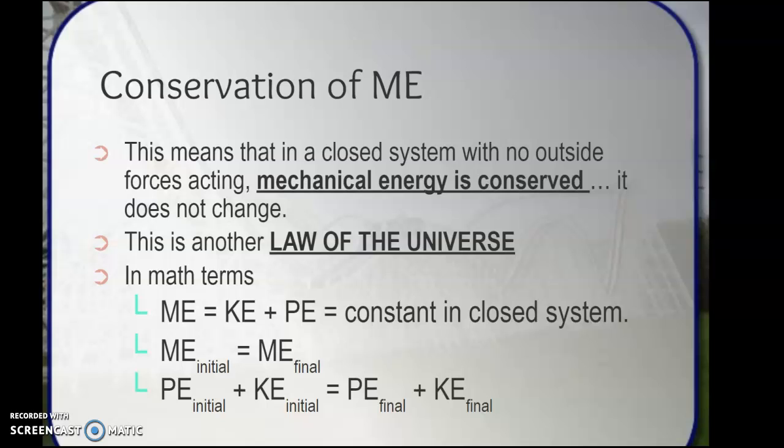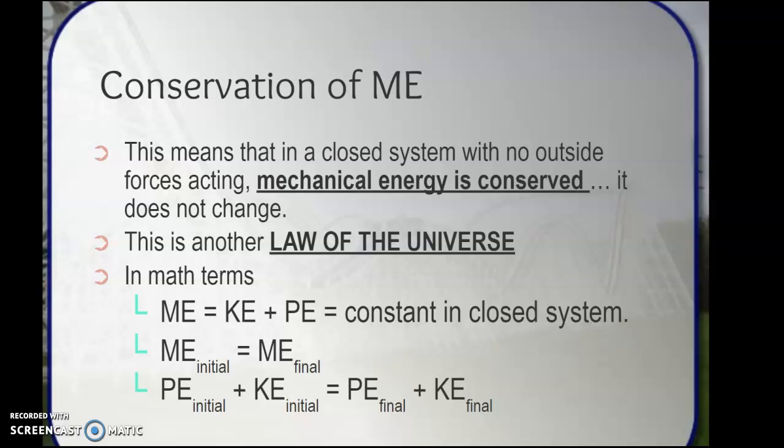So this is also known as the conservation of mechanical energy. This means that in closed systems with no outside forces acting on it, just like our conservation of momentum, there's no outside forces acting on it. It's a closed system to us. Mechanical energy is conserved. It does not change. And this is the law of the universe, okay?